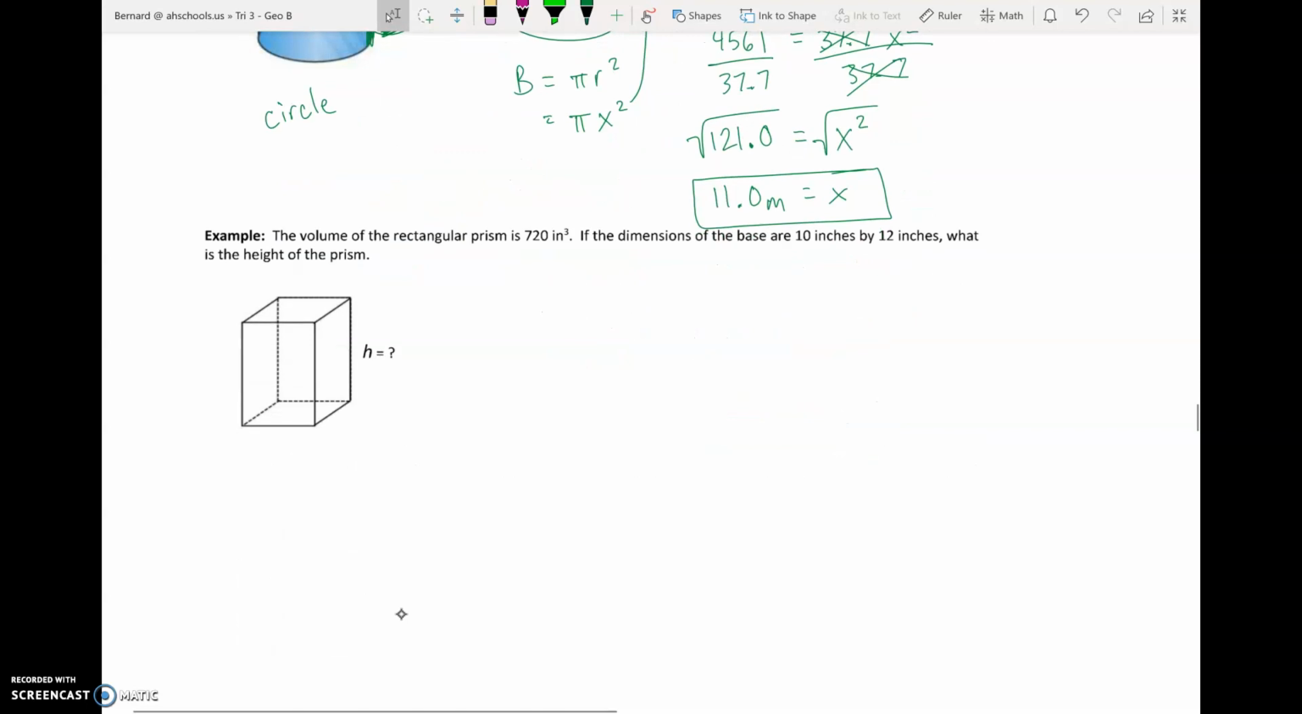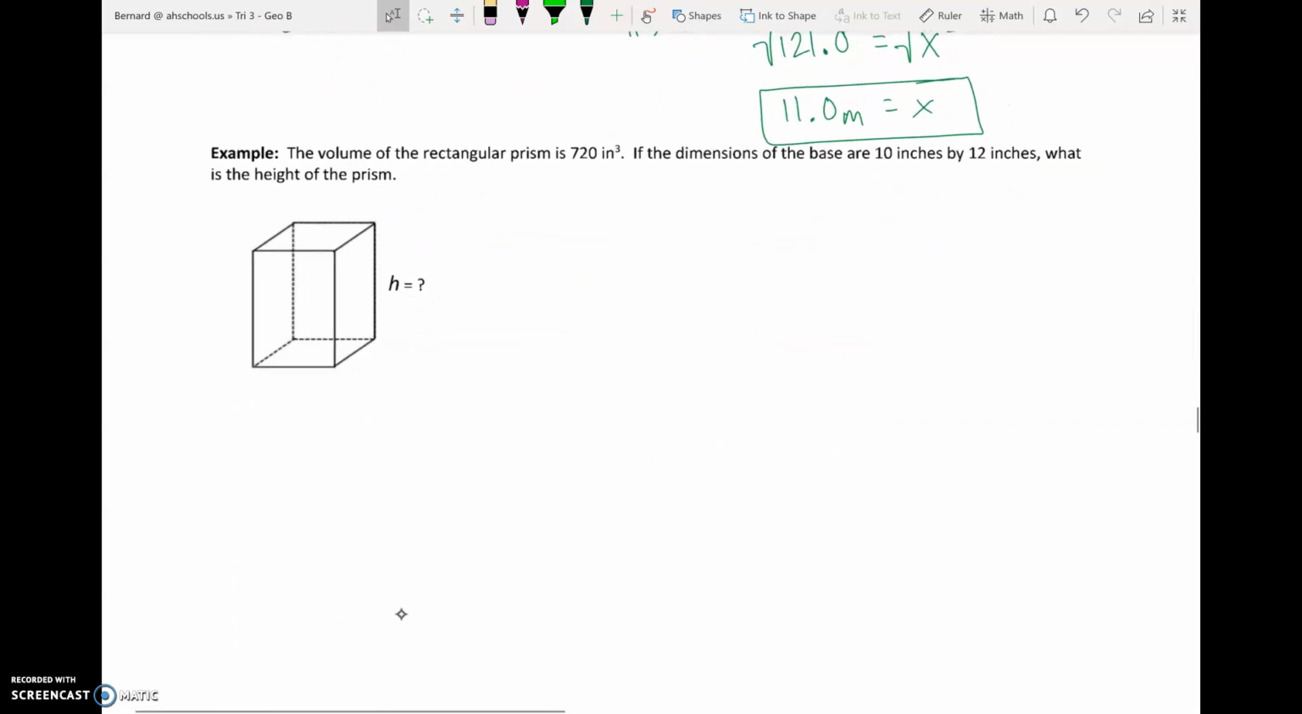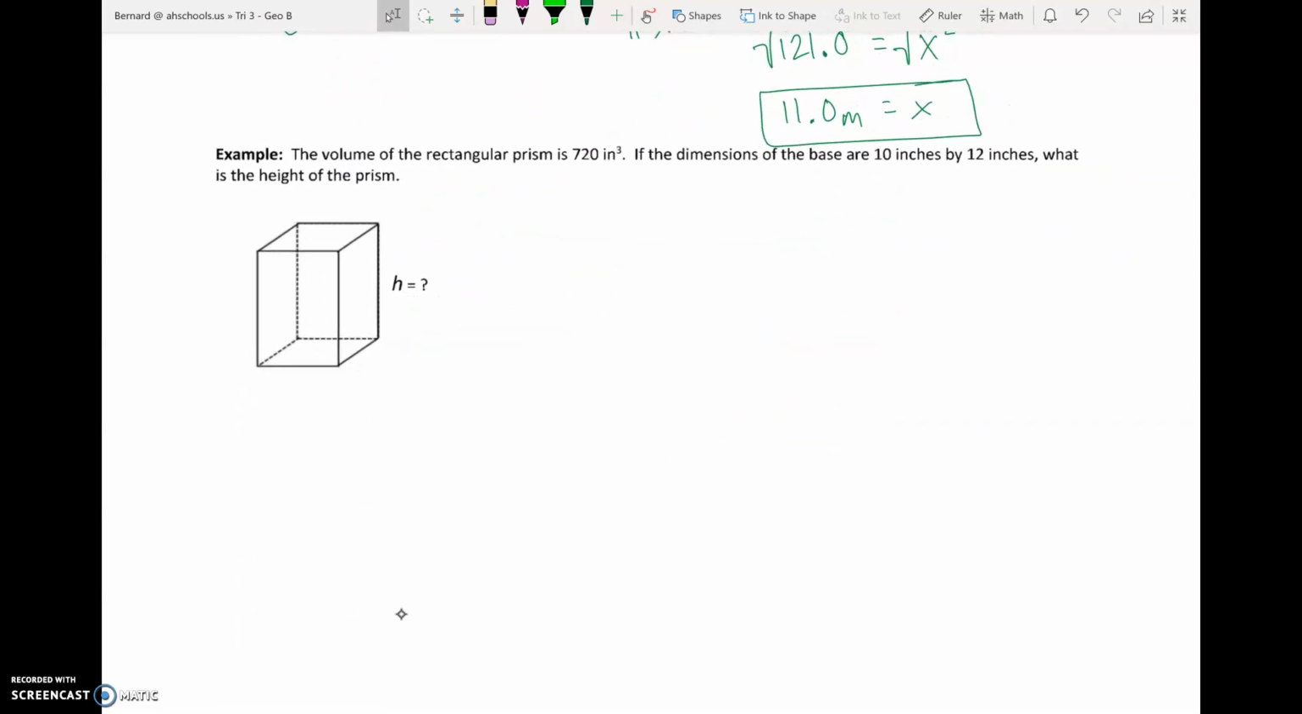All right, awesome. One more problem left. The volume of a rectangular prism is 720 inches cubed. So volume equals 720. If the dimensions of the base are 10 by 12, what is the height of the prism? So one side's 10, one side's 12. All right, so here we go. Remember, for volume, we want big B times H. Obviously, H is what we're looking for this time, so we want to figure out what big B is.